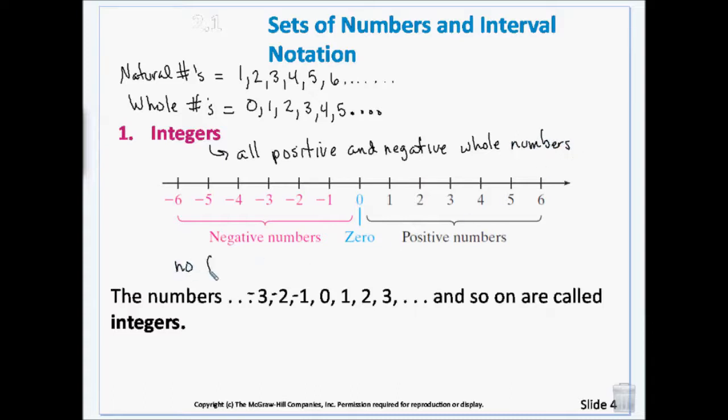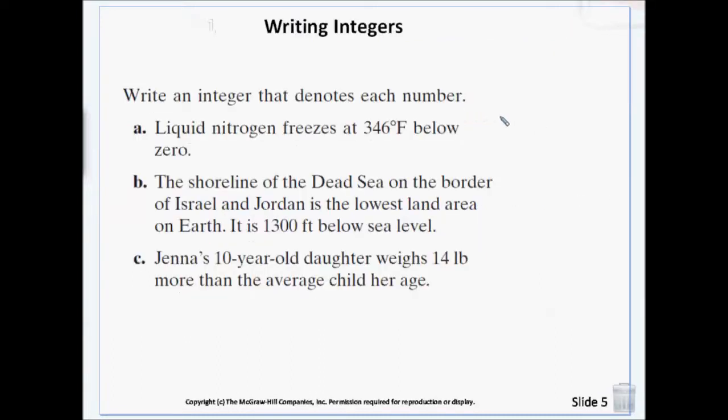There are no fractions and no decimals. And they go on forever in two directions. Negative integers are things that fall below 0. Debt, if you owe money, that's a negative number.